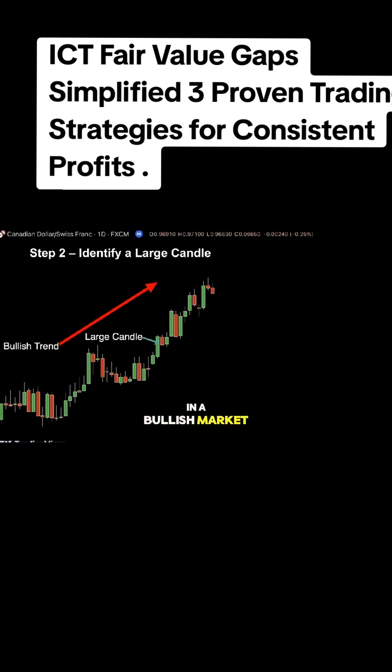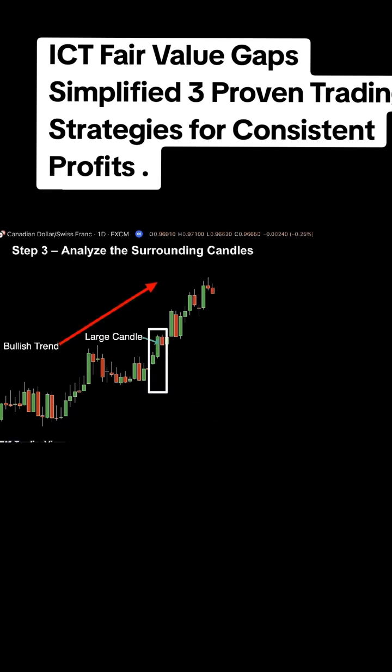In a bullish market, look for a strong bullish candle with a wide body. Conversely, in a bearish market, focus on a large bearish candle that also has most of its range in the body. Step 3. Analyze the surrounding candles. After spotting the large candle, examine the candle just before and the one right after it.